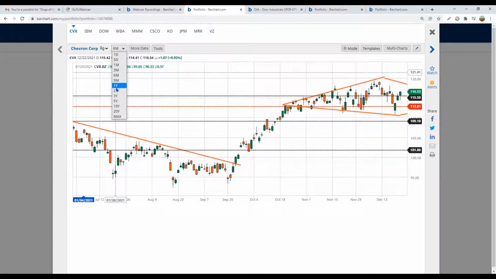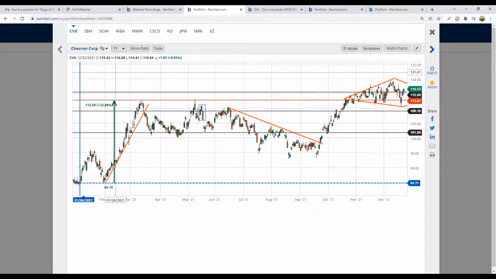Let's go back to a year. So again, trend line. What did Chevron do? Well, it made that first target, the 109.10, and got up to, but did not reach, the second target. You can see our nice little trend line here. And then price broke our trend line at the same point where we had a previous area of resistance, where price paused and then we broke through. So this is kind of a pivot point.